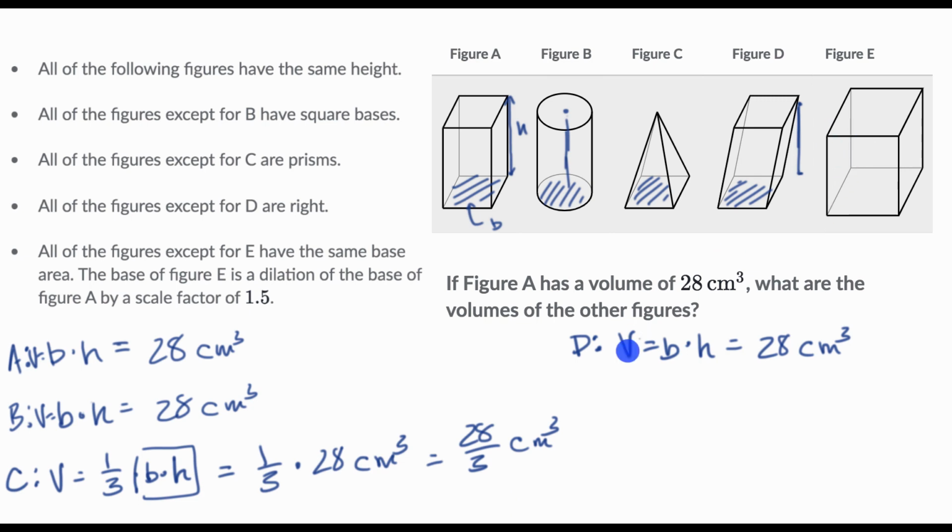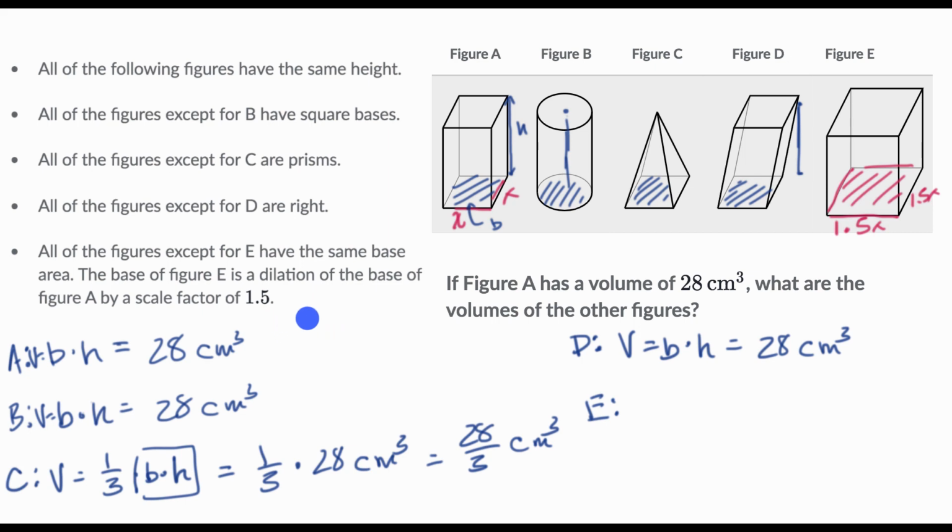Now let's go to figure E. This is an interesting one because it has a different base area. What is going to be the area right over here? Well, they tell us that the base of figure E is a dilation of the base of figure A by a scale factor of 1.5. And these are both squares. So figure A we'll say x by x. This one over here is going to be 1.5x by 1.5x. So let me write that down. 1.5x times 1.5x.